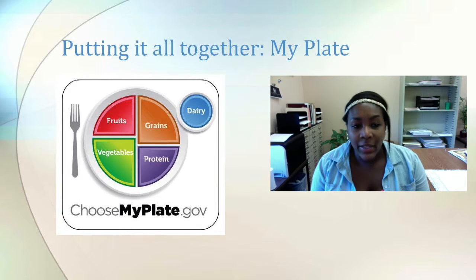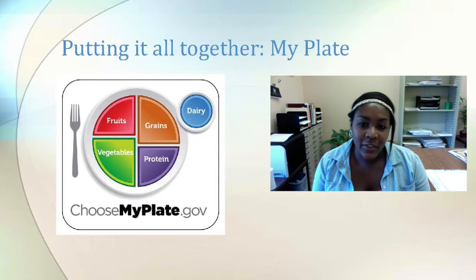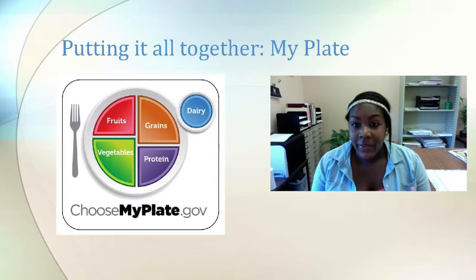So putting it all together, how do you go about making a meal? As you just saw in nutrition facts, that had all of those food groups on it. This is the My Plate, which is choosemyplate.gov. This is their new answer to the food pyramid. And as you can see, there's vegetables, fruits, grains, and protein.